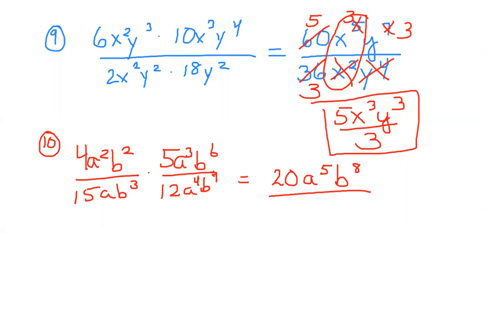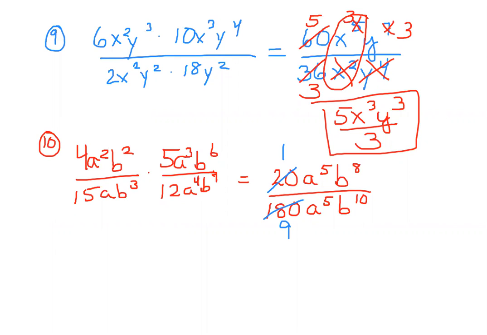And in the denominator, 15 times 12 is 180, a to the 5th, b to the 10th. 7 plus 3 is 10. Remember, when you're multiplying, you add exponents. Now, what can we cancel? What goes into 20 and 180? 20 goes into there once. 20 goes into there 9 times.